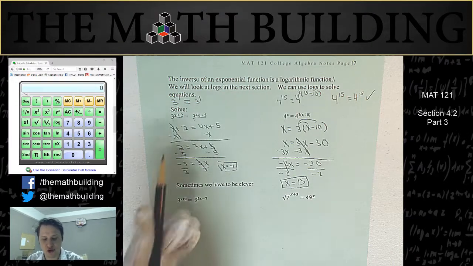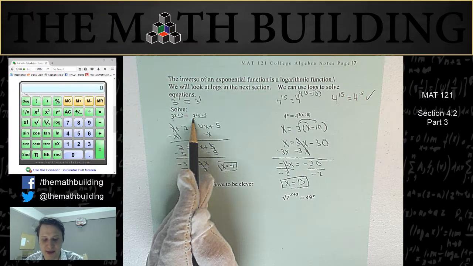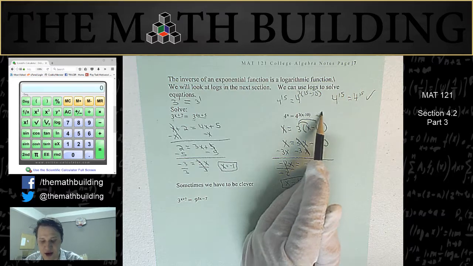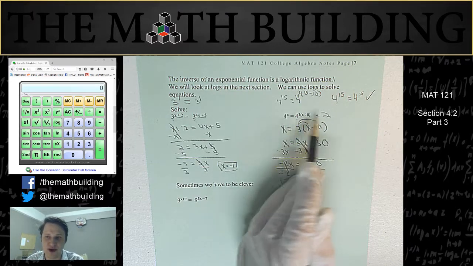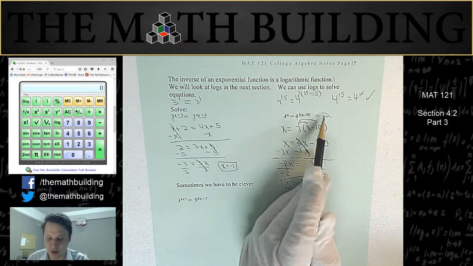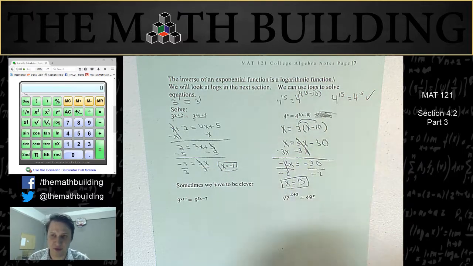So as I said, this trick will work if the bases are the same and there's nothing being added on the end. Like if I wrote plus 2 here, this suddenly becomes a much more difficult problem. And we'll learn how to solve that later.